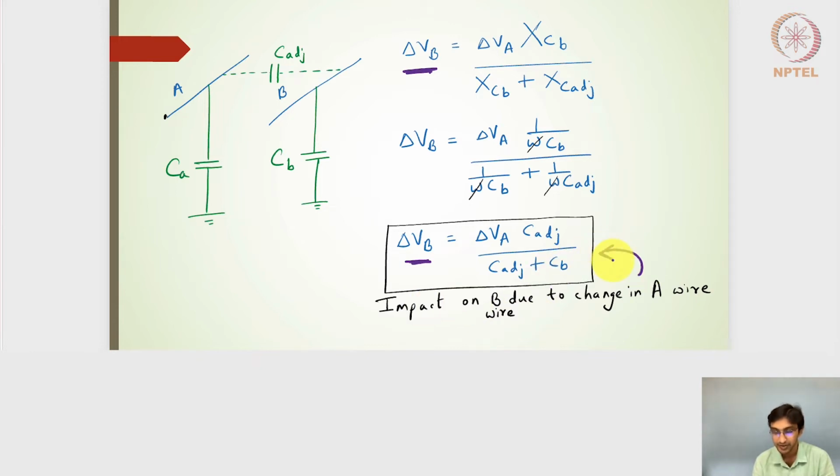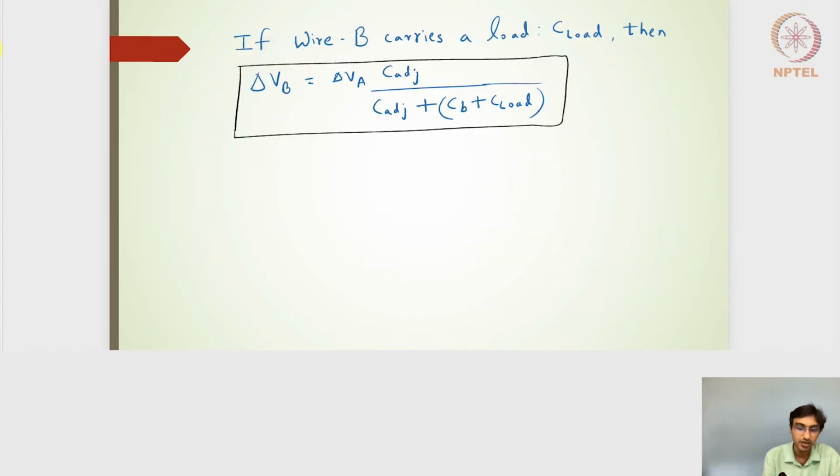So if delta VA is 1 volt, and C adjacent and CB turn out to be the same, then I can rewrite this. In digital logic, especially in a 65 nanometer technology node, the logic at this end will be changing from 0 to 1. So if the change delta VA is 1 volt, and assuming C adjacent and CB are the same, then the change delta VB will be something like 0.5 volts. Right, so this will be the impact on B due to the change in the wire A. Hope this is clear.